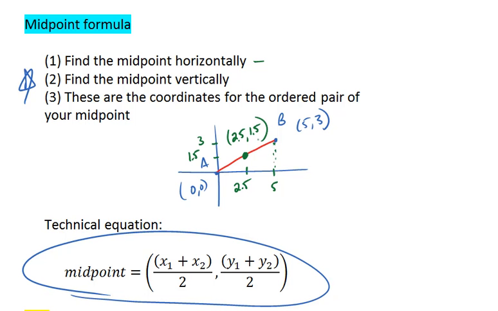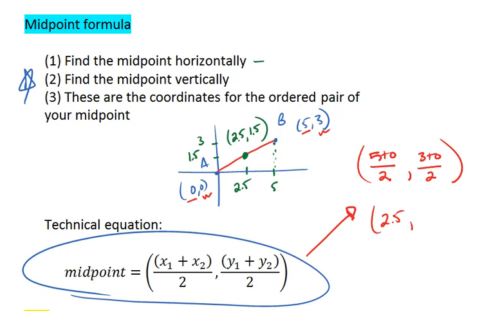Now the other way you could have done this is using the midpoint equation, in which case we take our two x values, 5 and 0, we add them together, divide by 2. We also take our two y values, 3 and 0, add them together and divide by 2. We still end up with 2.5, 1.5. Some students may prefer the technical equation for this one. It is a bit easier to remember than the distance formula, but knowing the idea is still important.